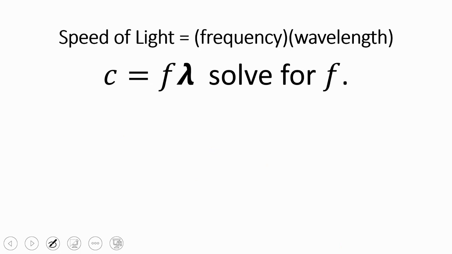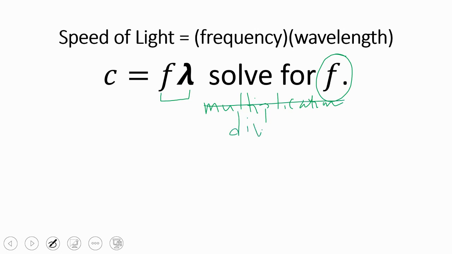This is the speed of light. The science equation is C equal to the frequency, which is the f, times the wavelength, which is lambda. So we want to solve for f. We see these things are being multiplied. What's the opposite of multiplication? Division. So if we're multiplying, then all we have to do is do division. So we're going to divide. Okay, so that's just easy.